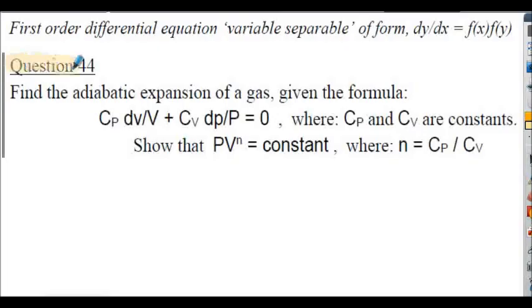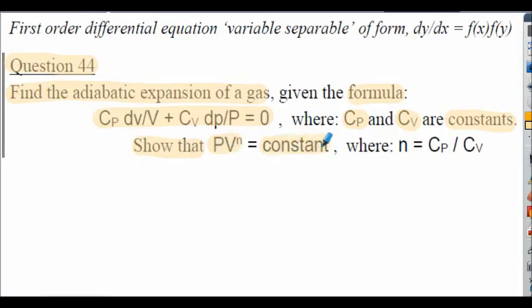And question 44. We're asked to find the adiabatic expansion of a gas, given this formula stated here, where Cp and Cv are constants. We're asked to show that P multiplied by V to the power of n is equal to a constant, and the exponent n is defined as Cp divided by Cv. The full worked solution is shown on the following slides.